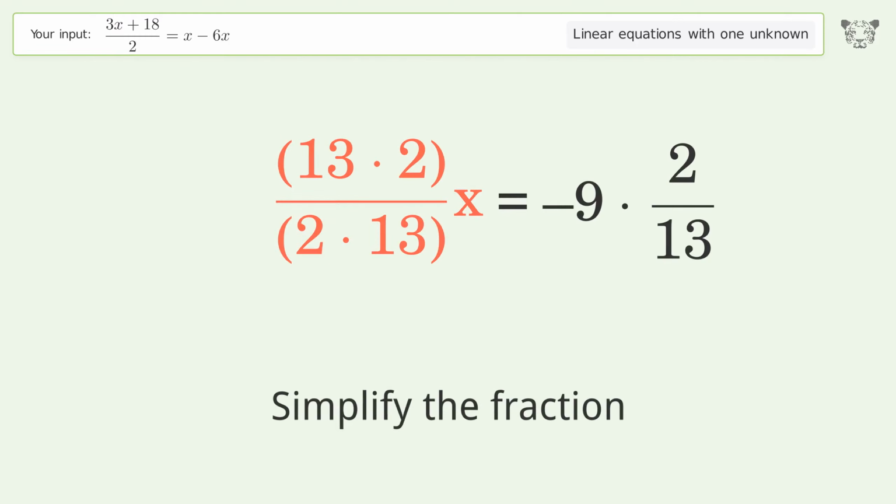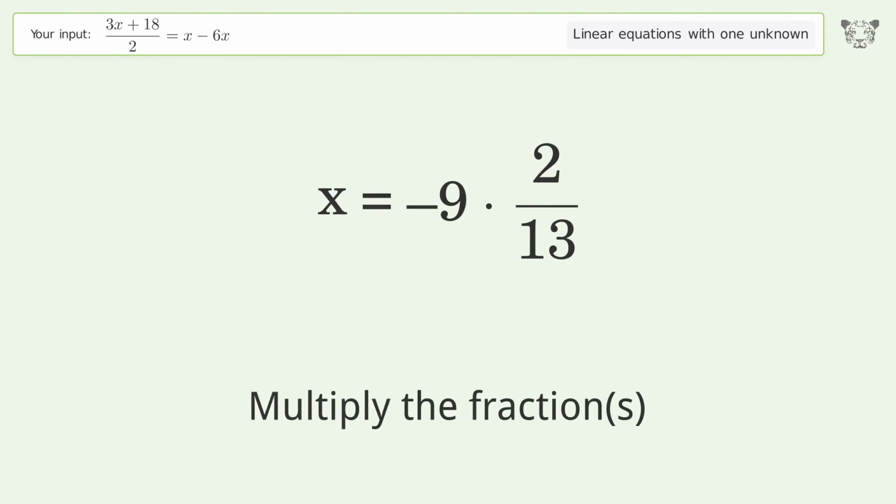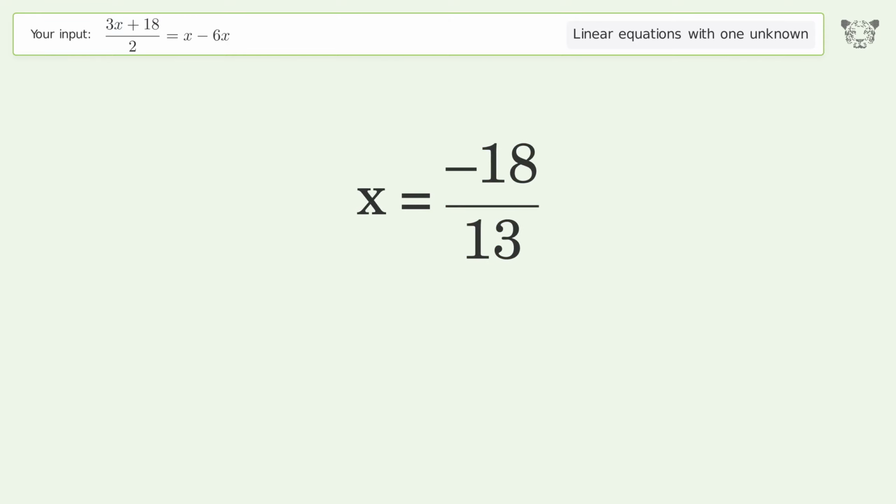Simplify the fraction. Multiply the fractions. Simplify the arithmetic. And so the final result is x equals -18/13.